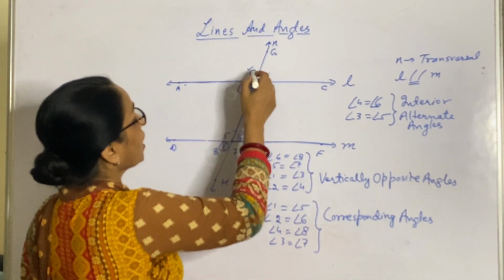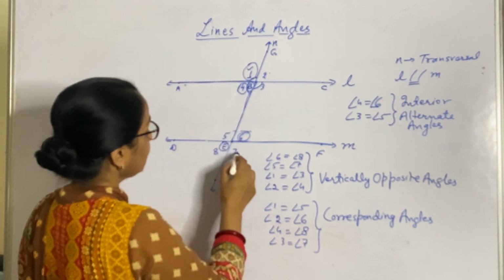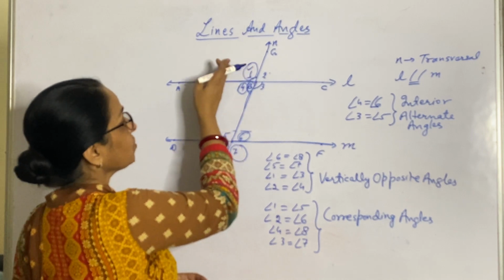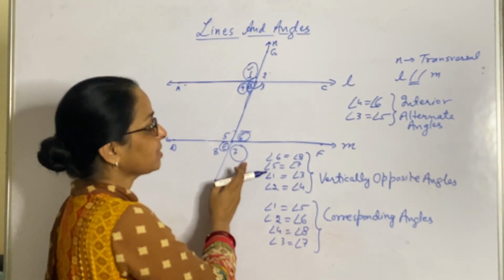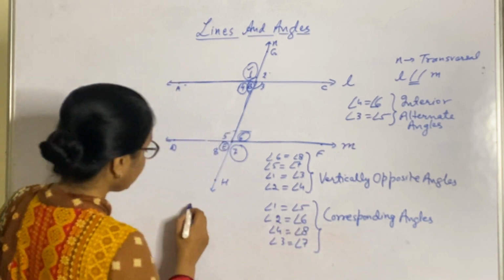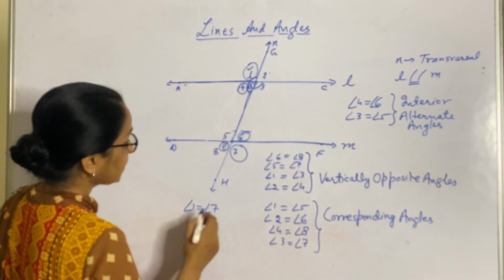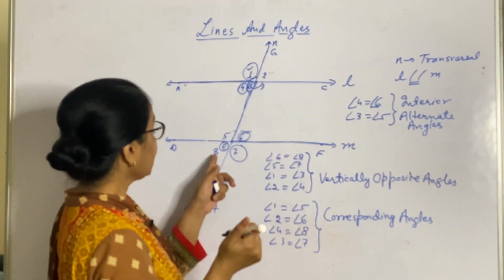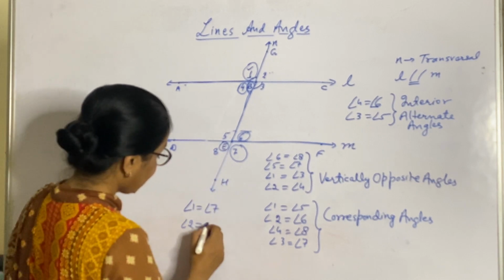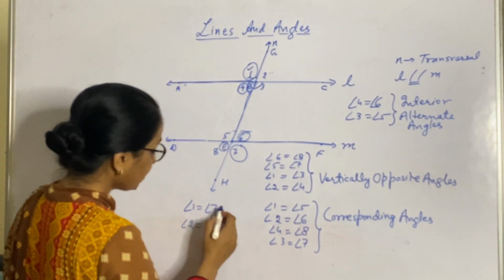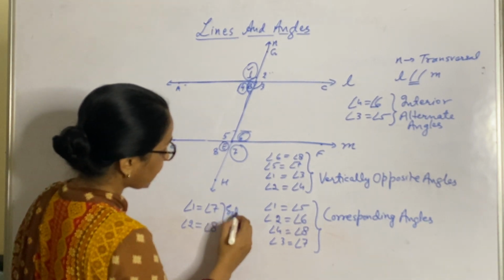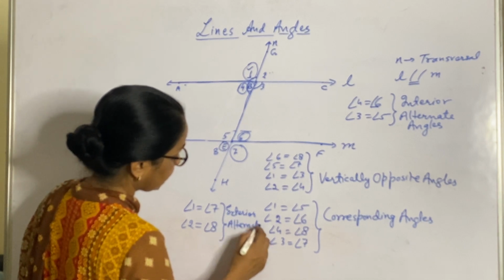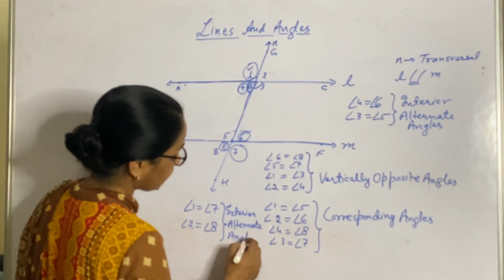Opposite. So see, above the line we have angle 1 and here below the line we have angle 7, and they are on either side. One is on the left hand side, 7 is on the right hand side, right? So what we can say, angle 1 is equal to angle 7, and similarly angle 2 is equal to what? It is equal to angle 8, right? Why? What is the reason here? They are called exterior alternate angles.